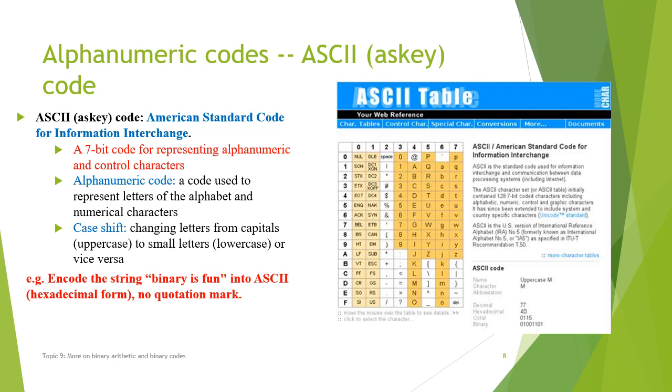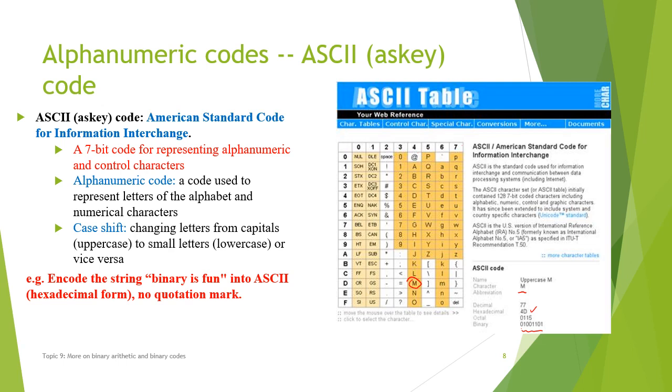For example, the uppercase M, as shown here. If we are looking for the M, which is here, we find the x-axis is 4, y-axis is D, so the code for M is 4D. If you convert them into binary, you get 0100, 1101. Okay, 2-digit hexadecimal or 8-bit binary, but basically 7-bit, because the highest digit on the x-axis has a maximum of 7.